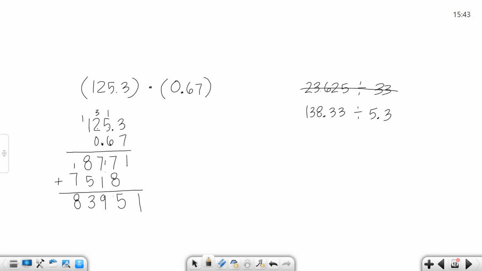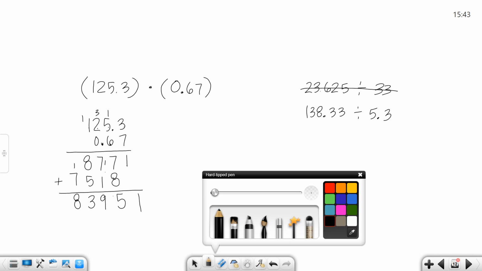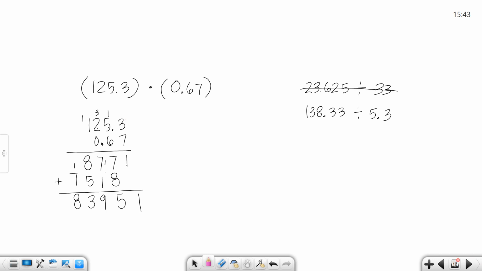Now, here's the kicker. That's not your answer. You have to put your decimal back in. If you look up here, you use your decimal. See this decimal here? That was 1 decimal place, 2 decimal places, 3 decimal places. So if you start here and move it 1, 2, 3 decimal places, you get 83.951.